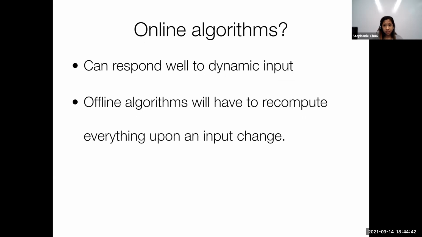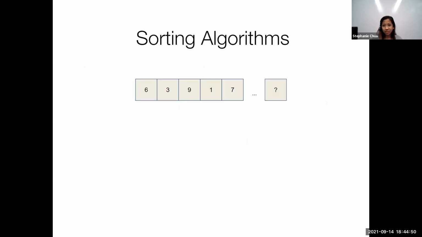To illustrate this further, we're going to take a look at an example. So we'll take a look at everyone's favorite, sorting algorithms. Just curious if anyone knows of an example of an offline or online sorting algorithm.